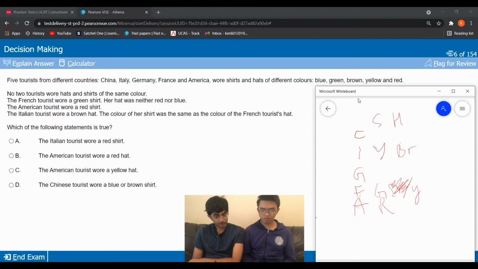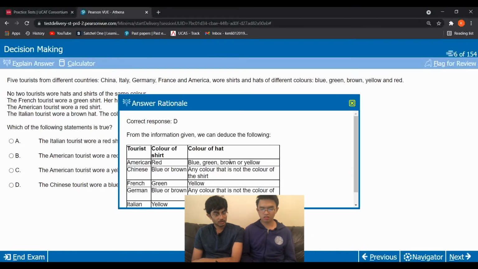Italian tourist wore a red shirt. That's not true. American tourist wore a red hat. That's not true. American tourist wore a yellow hat. That might be true. Chinese tourist wore a blue or brown shirt. That's definitely true. If it's green, red, yellow, so it's going to be blue or brown. So it's probably D. Yes, and you can see they've done pretty much the same table, just in a more elaborate way. So to save time, obviously make your tables as simplistic as possible whilst making sure you still understand what you write.